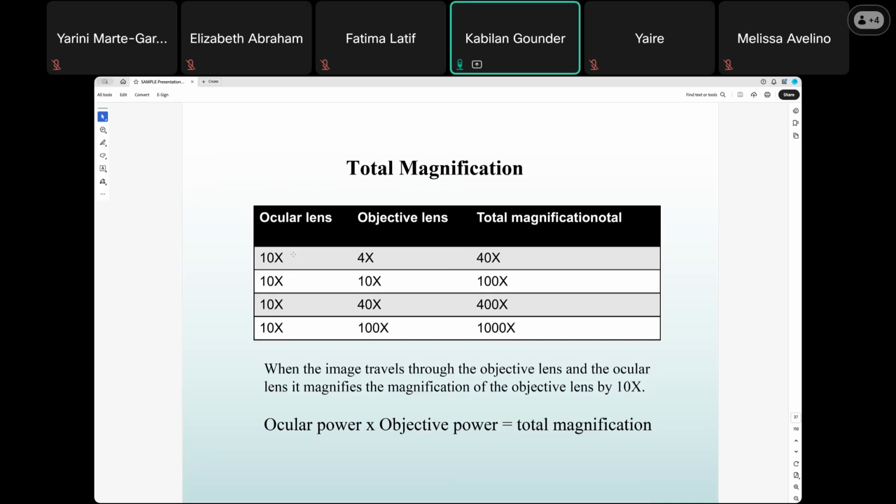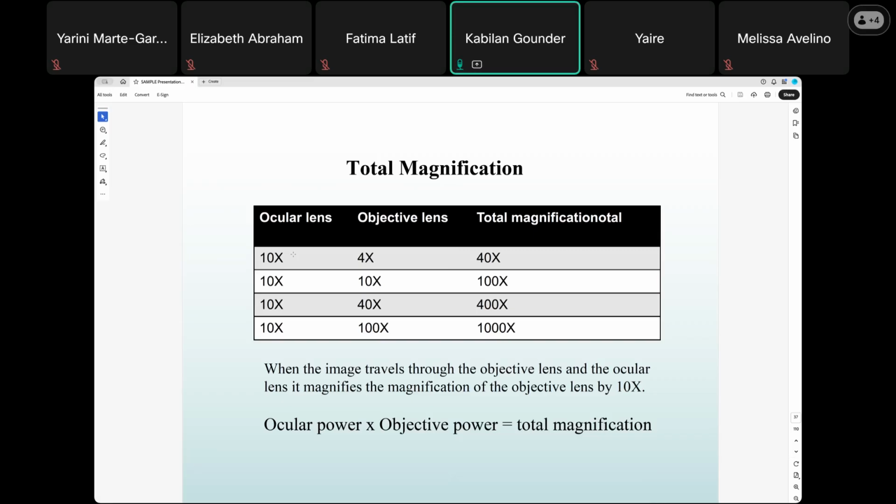Okay. So the next is the objective lens. Which objective lens are you using? Whether it is 10x or 40x or 100x.